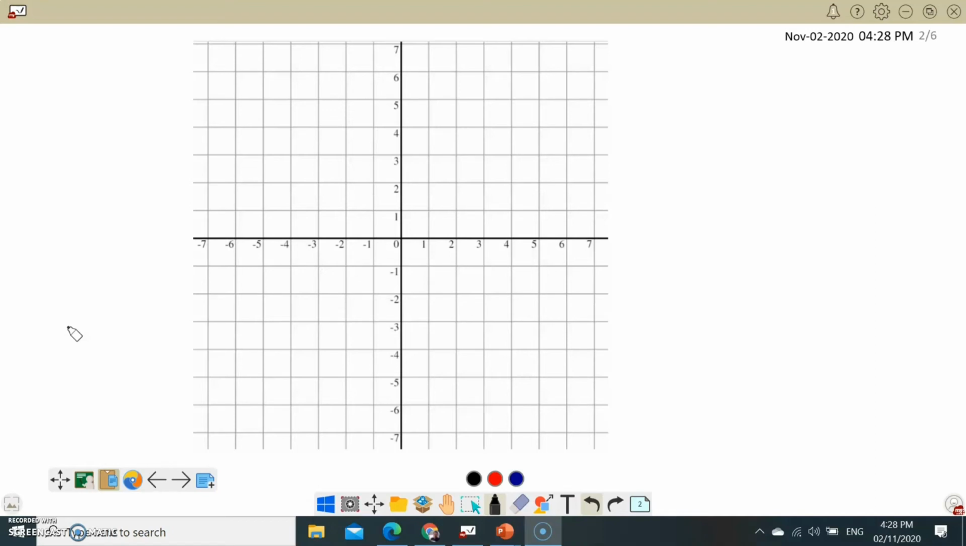To plot the point to an ordered pair, you must start at the origin and move x units to the left if x is negative, or to the right if x is positive. Then move y units going up if y is positive and going down if y is negative. Okay, so let us practice plotting of points.